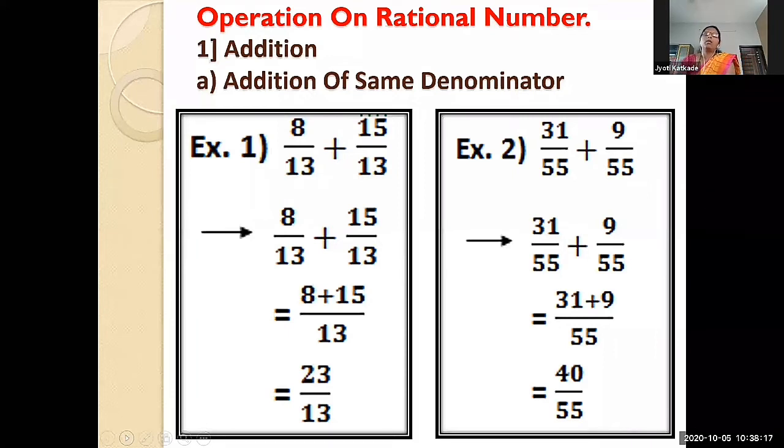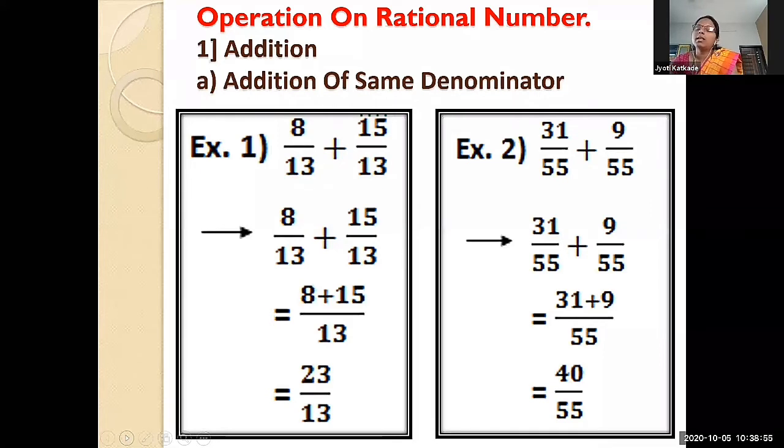Now see, rational numbers are written like a fraction, in the form of numerator and denominator. But there is a small difference between a rational number and a fraction. Which is the difference? Fractions are always positive, but a rational number can be negative or positive. Fraction means part of a whole. This is the difference between rational number and fraction.